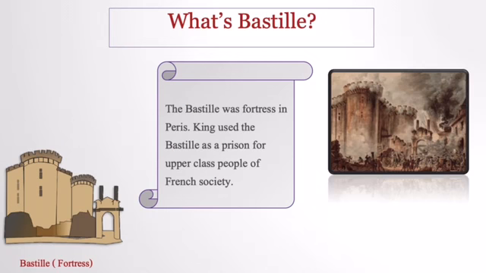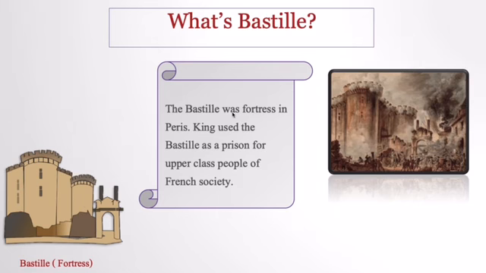What's the Bastille? Many of you, wherever you have heard or seen the French Revolution topic or lesson, may have seen this picture, very popular and very common, which represents the French Revolution. This was the event that happened on 14 July 1789, and actually it looks like this. The Bastille, the fortress.